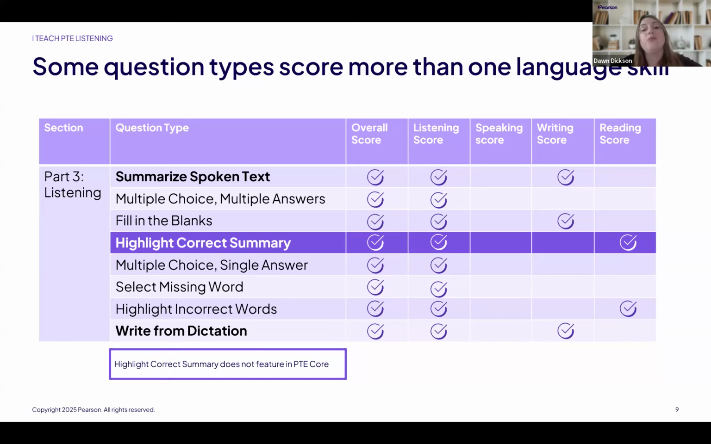Highlight correct summary, which is highlighted in purple there. You can see that they are scored for listening and also reading. And lastly, highlight incorrect words. You can see scored for listening and also for reading as well. Just one thing to note, for those of you who are more focused on teaching PTE Core, the highlight correct summary question type does not apply to you, as it does not feature in PTE Core.